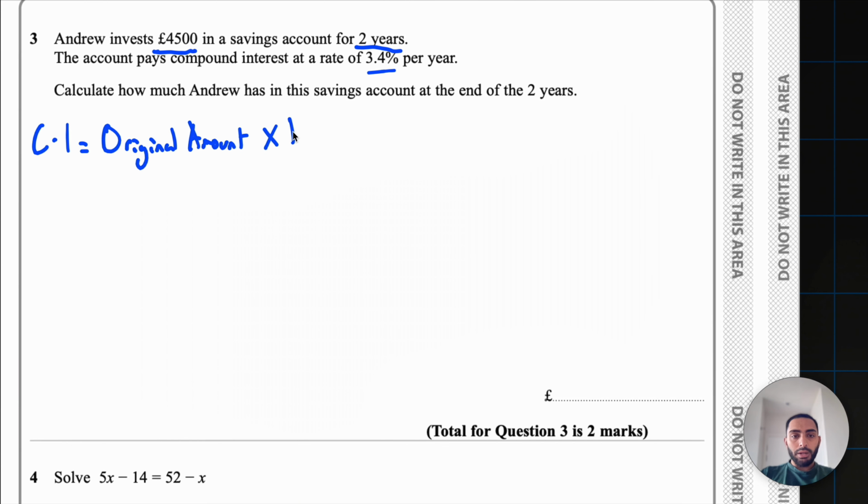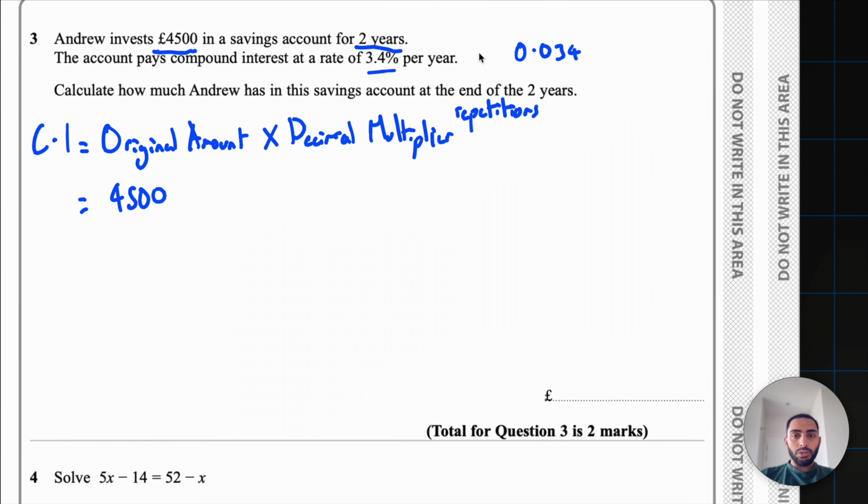multiplied by my decimal multiplier, and we raise that to the power of the amount of repetitions. This one, you could just times it by itself twice because it's only 2 years. So the original amount here is 4,500. The decimal multiplier, because we're increasing by 3.4%, what is 3.4% as a decimal? You could do it on your calculator, you just need to divide by 100, but it would be 0.034.